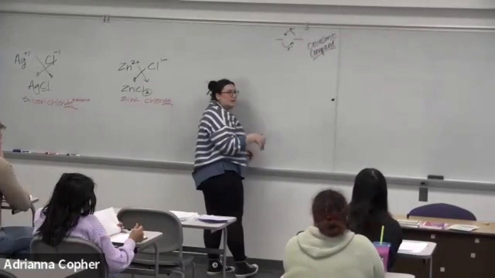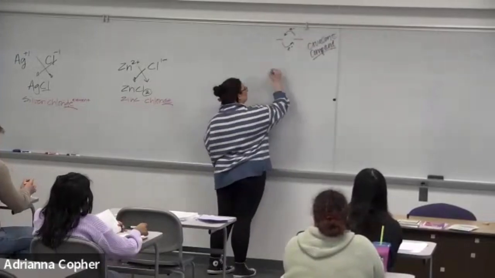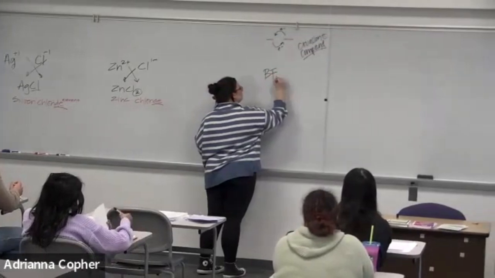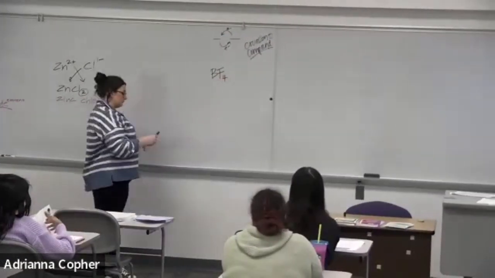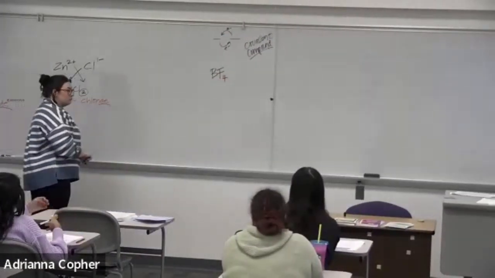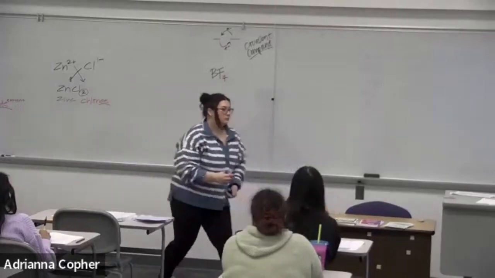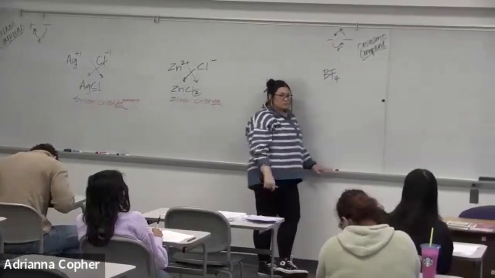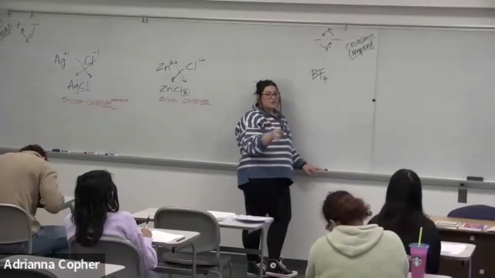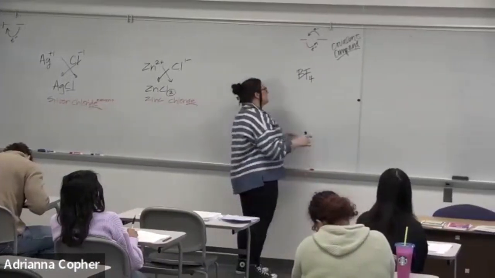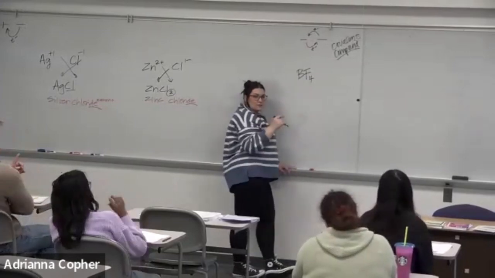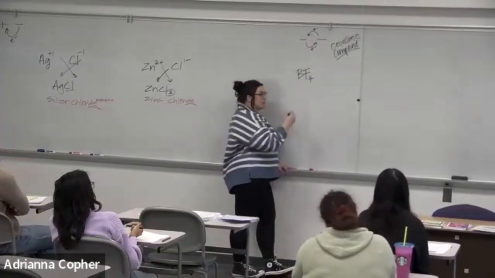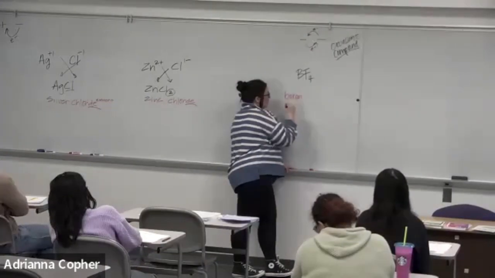Okay? So if I said, what is the name? Because I need to know how many there are. So how do I tell you how many there are? The prefixes, okay? Boron has how many? How many borons are there? 1. So I don't need to say anything, right? Because it comes first. So I'm just saying boron.